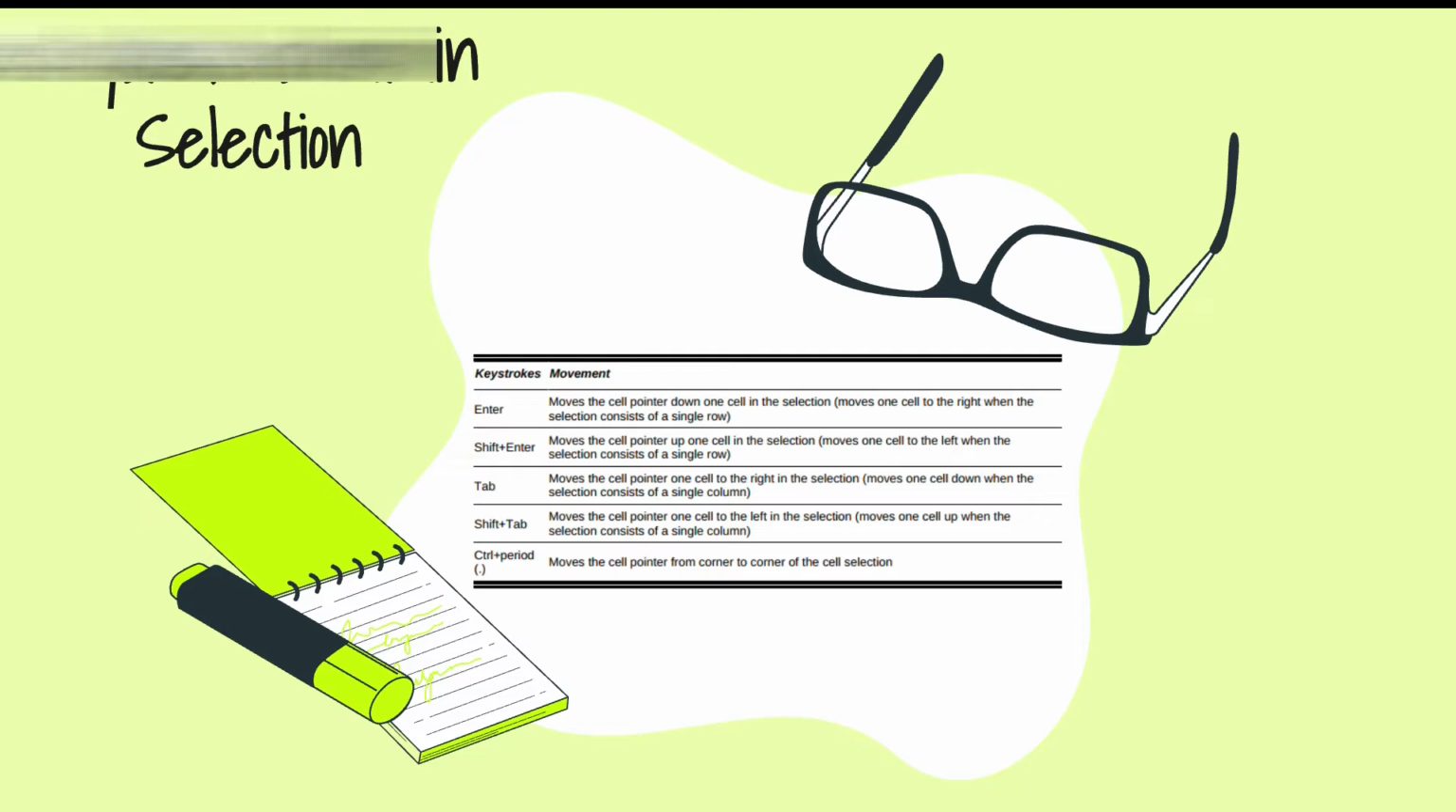If you click Tab, this will move the cell pointer one cell to the right. If you click Shift and Tab, this will move the selection, or the cell pointer, one cell to the left.